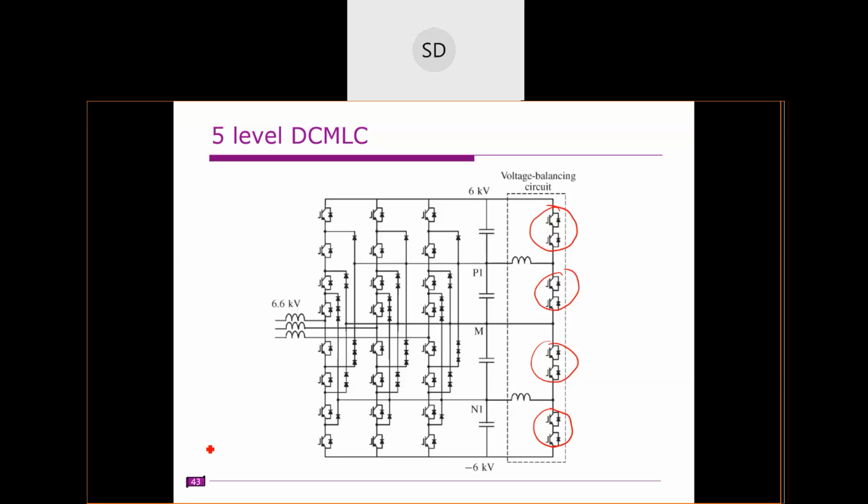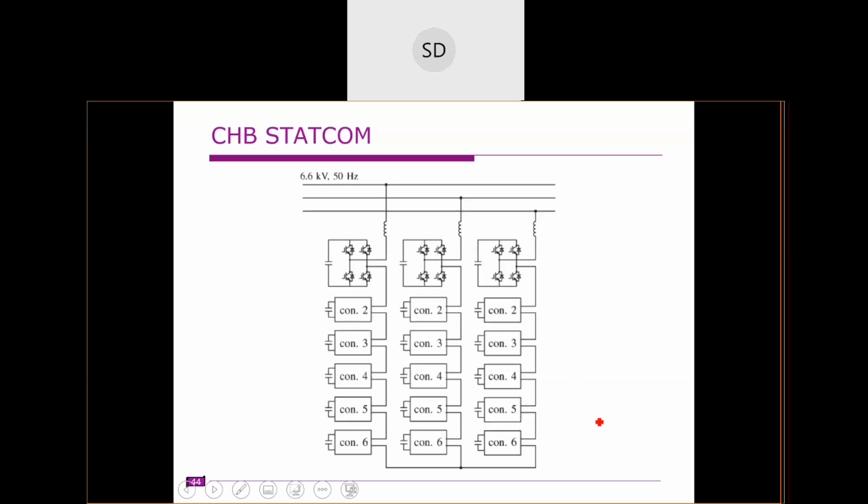So next, when you are going for a cascade H bridge, this is an application where AC is converted to DC. This is a particular application for the STATCOM. You might have studied STATCOM when you were in BTech, if you studied flexible AC transmission systems.